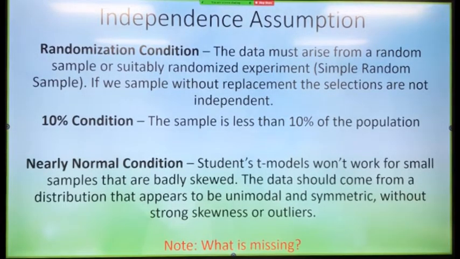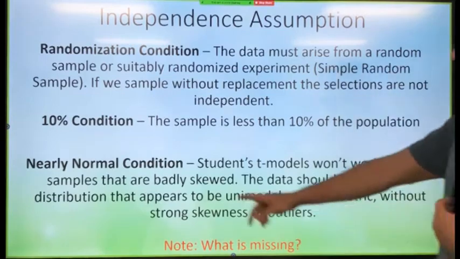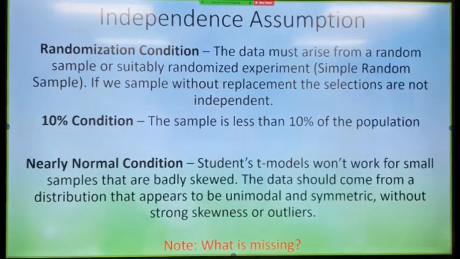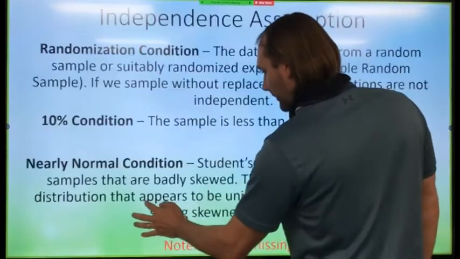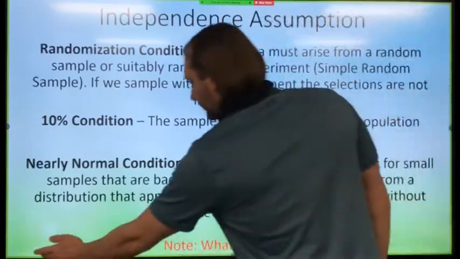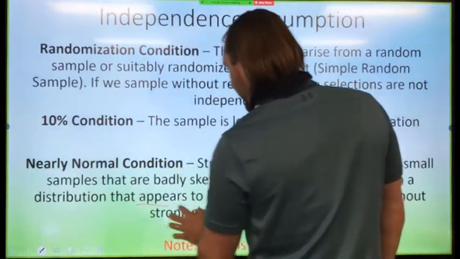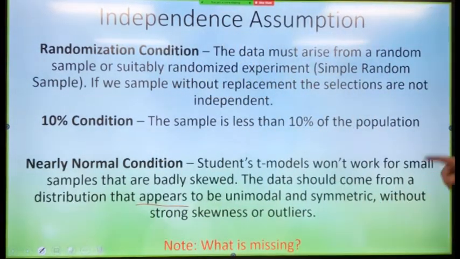But if it is small, we need to make sure we have a nearly normal condition. Students' t-model won't work for small samples that are badly skewed. The data should come from a distribution that appears, keyword there, this is a judgment call, to be unimodal and symmetric and without strong skews or very strong outliers. It can have some outliers, they just can't be way out here.